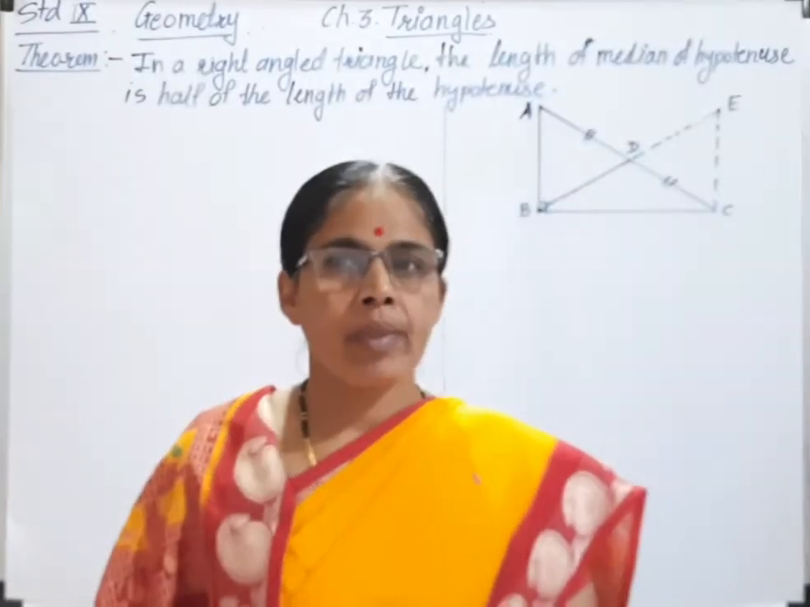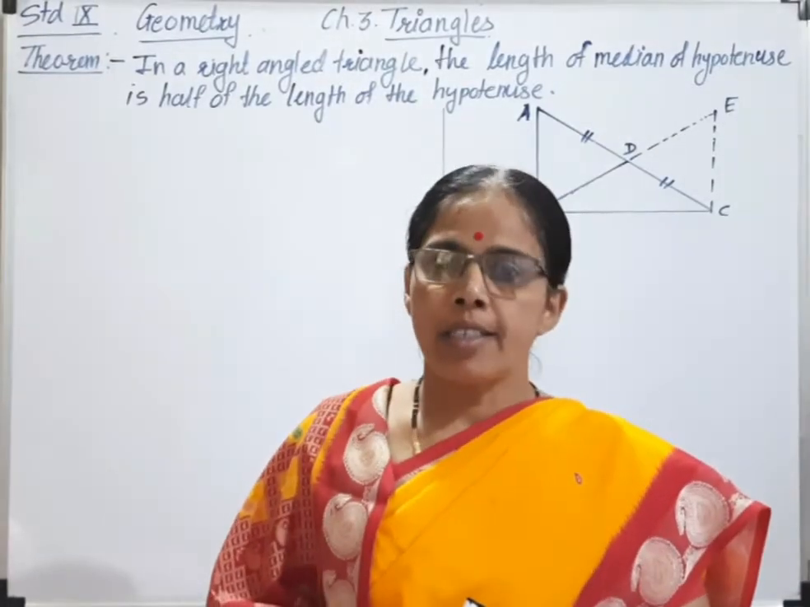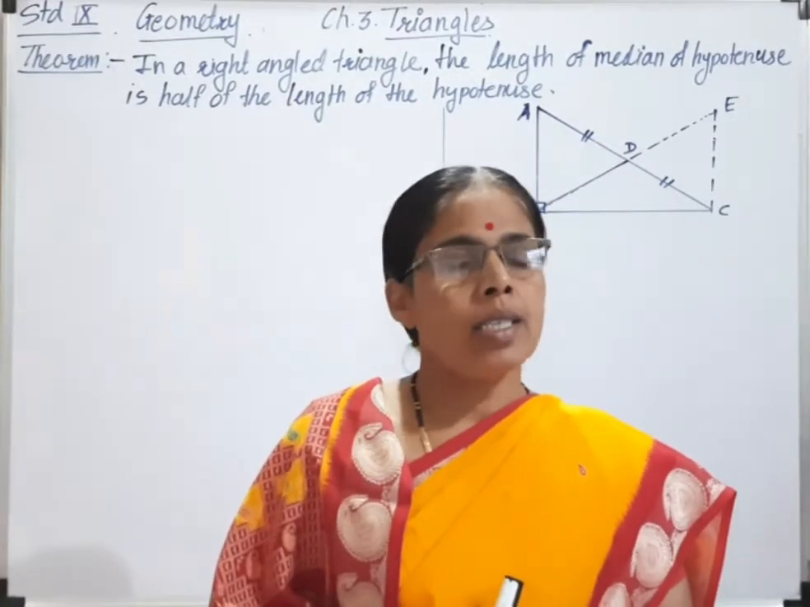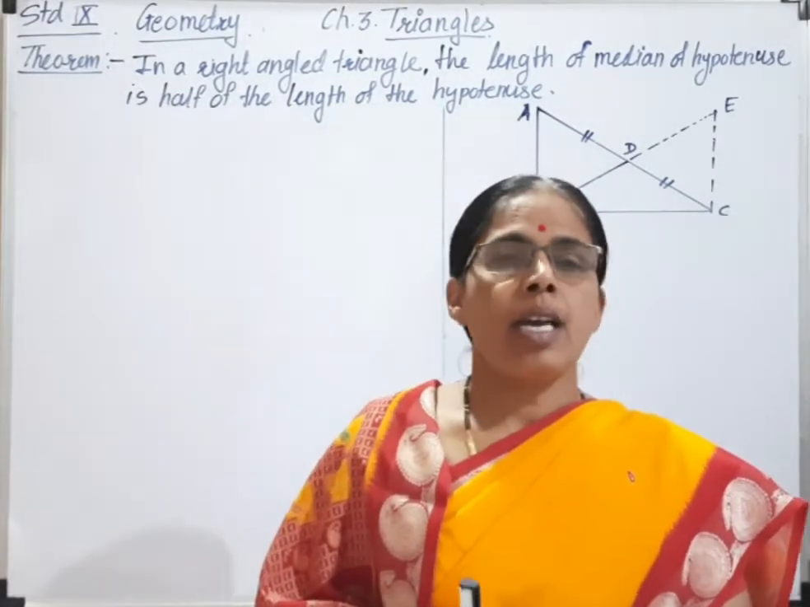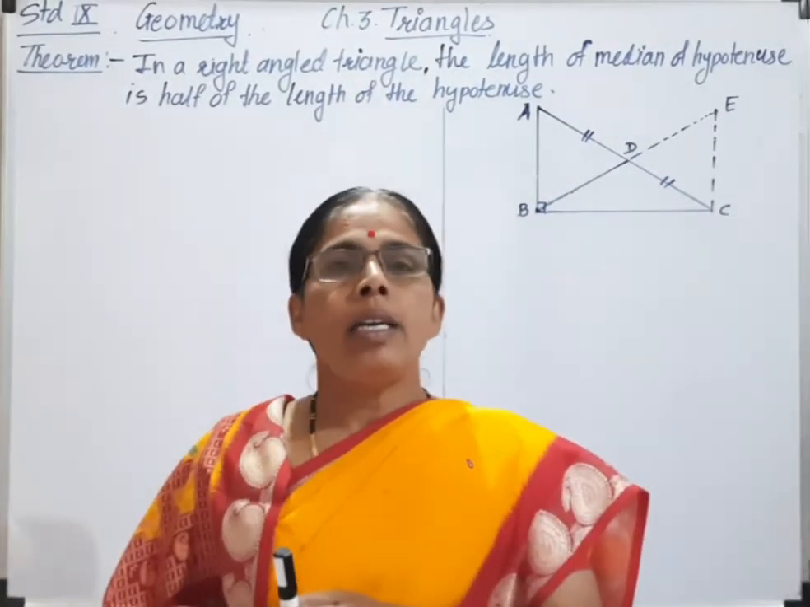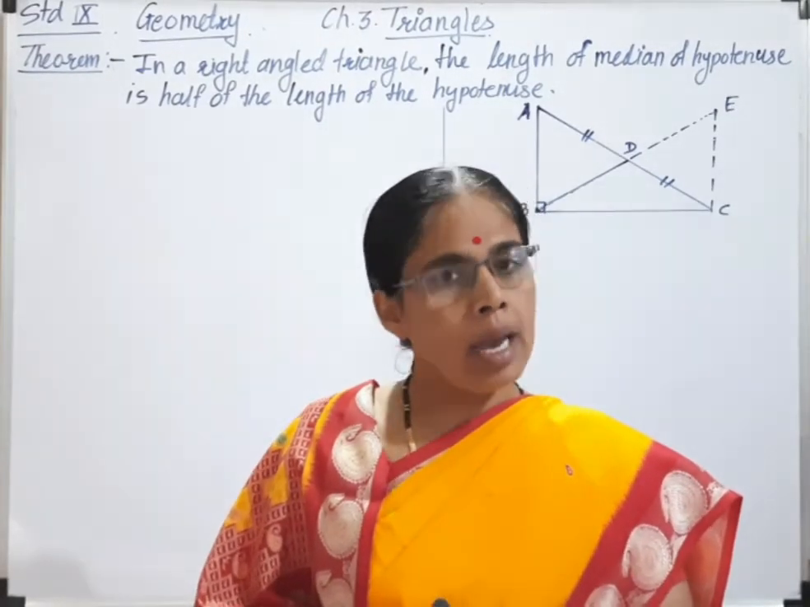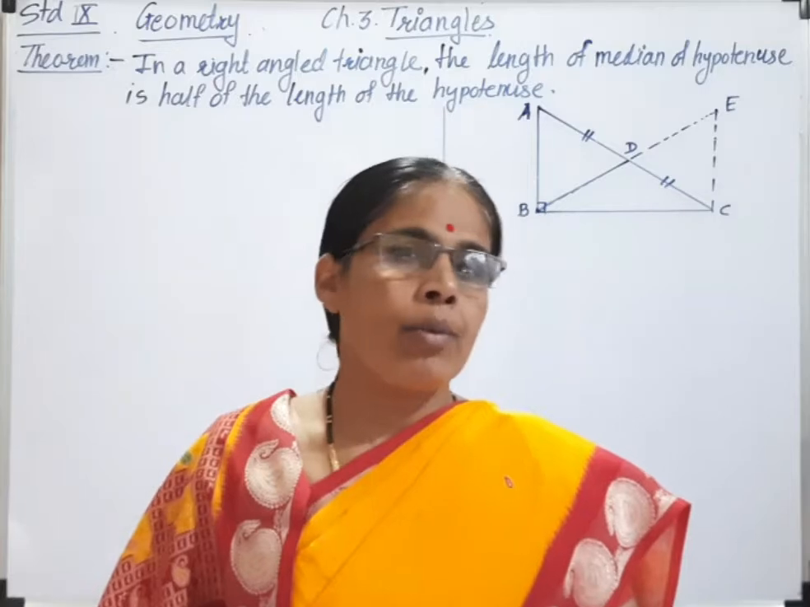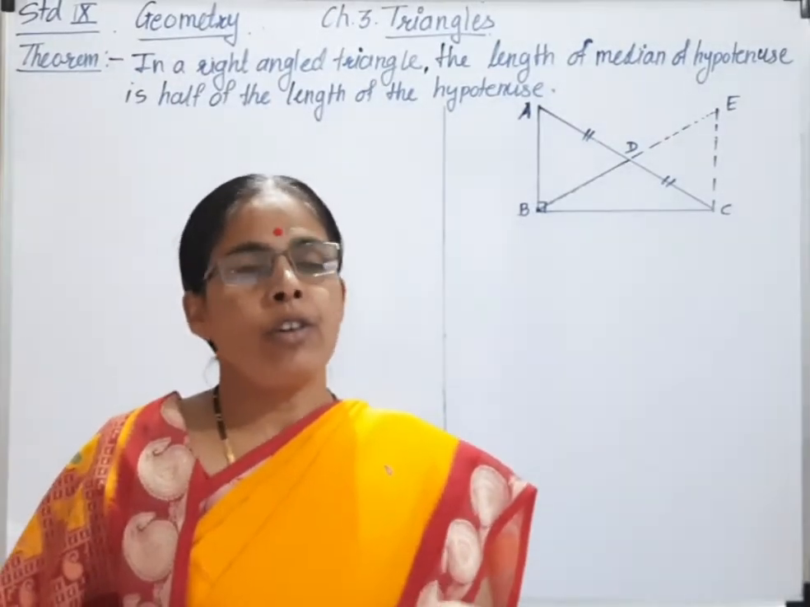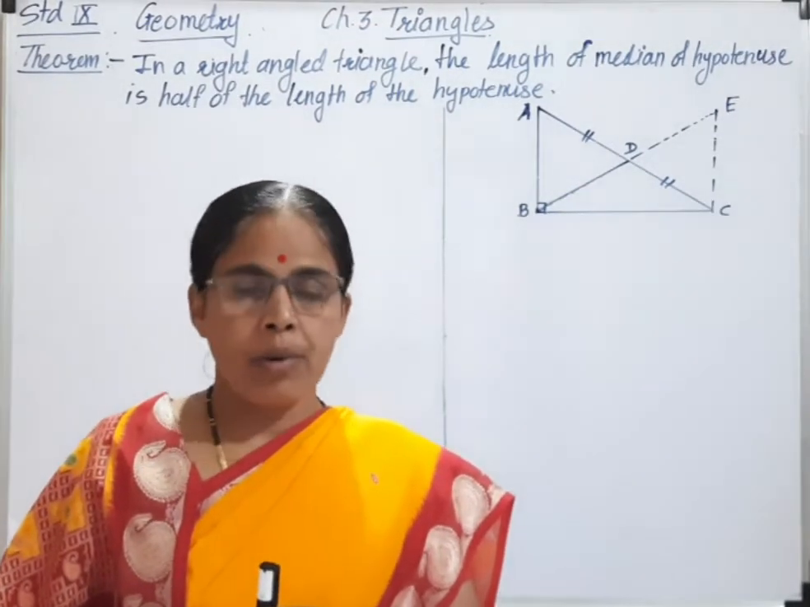Hello students, in the last session we learned the isosceles triangle theorem, the 30-60-90 degree theorem and the 45-45-90 degree theorem. In the 30-60-90 degree theorem we learned that the side opposite to 30 degrees is half of the hypotenuse and the side opposite to the 60 degree angle is root 3 upon 2 times the hypotenuse. And in the 45-45-90 degree theorem we learned that the side opposite to a 45 degree angle is 1 upon root 2 of the hypotenuse.